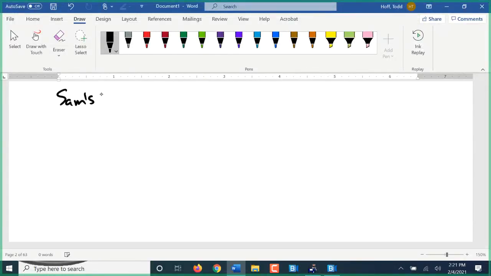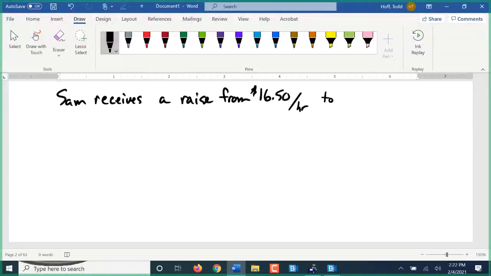Let's say Sam receives a raise from $16.50 per hour to $16.83 per hour. What was the percent raise?